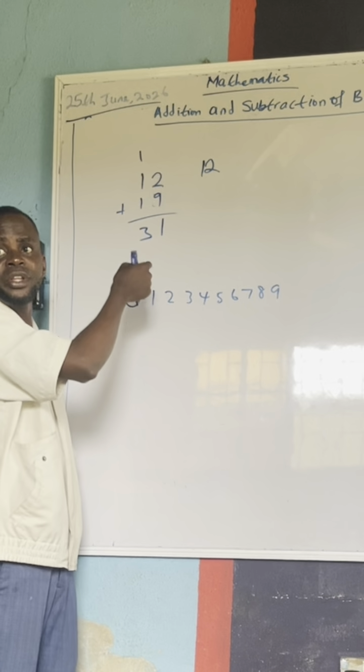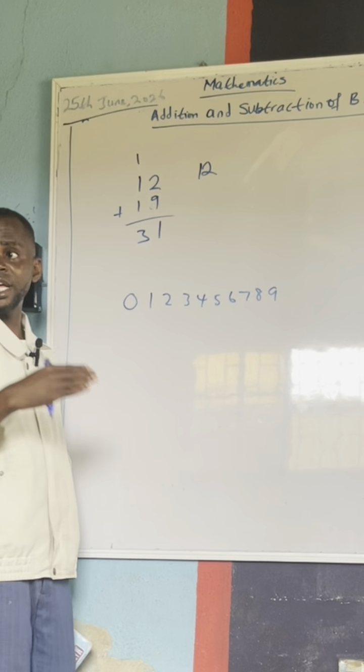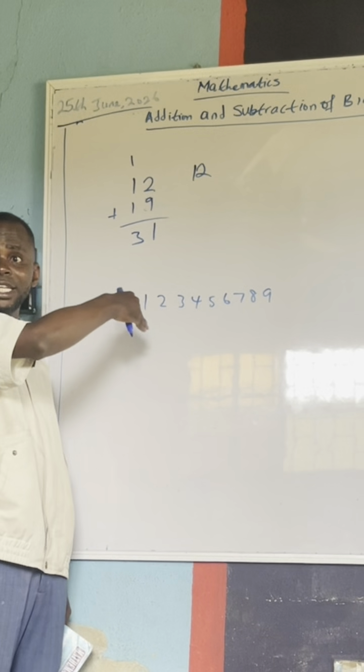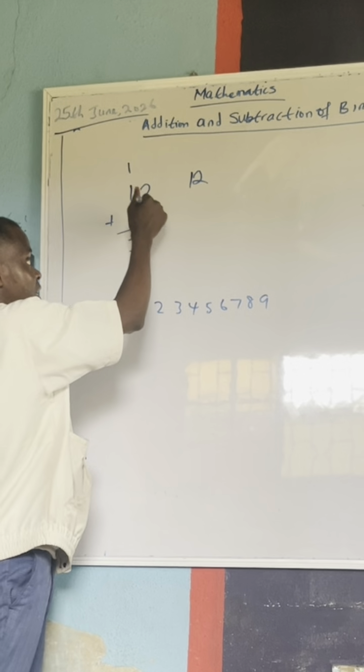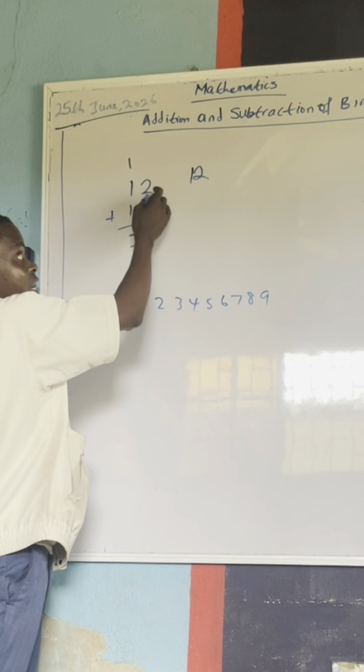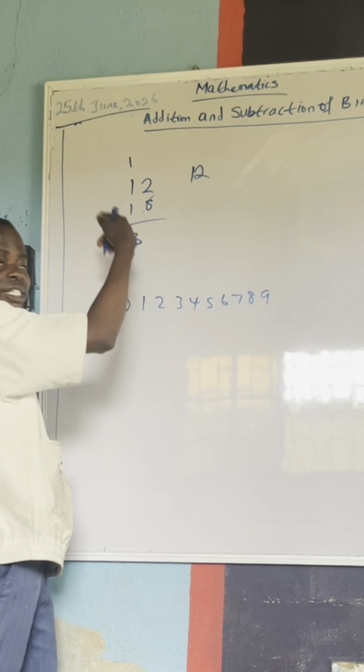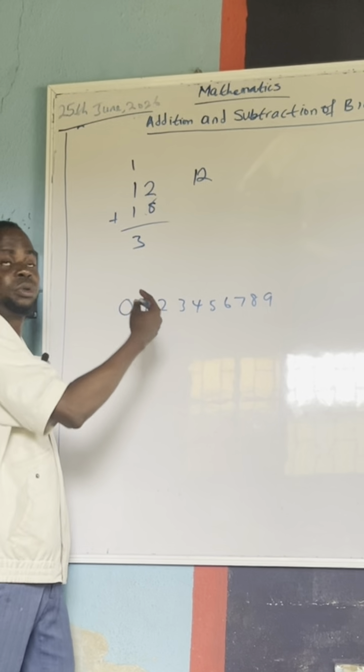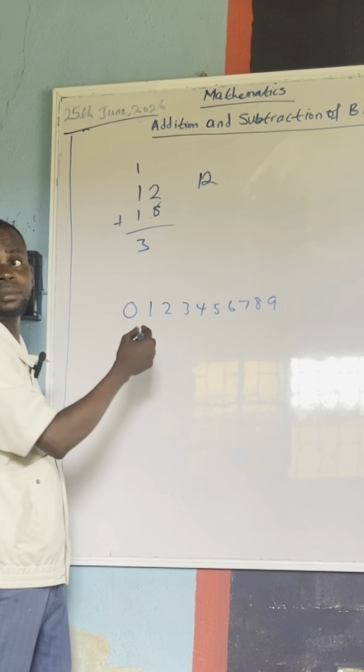That's why when you had 11, it's more than 10. Even if you have 10, for example, if it is 8 that is here, you say 8 plus 2 is 10. You cannot write 10. What do you write? 0. You carry 1. Do you get what I'm saying?